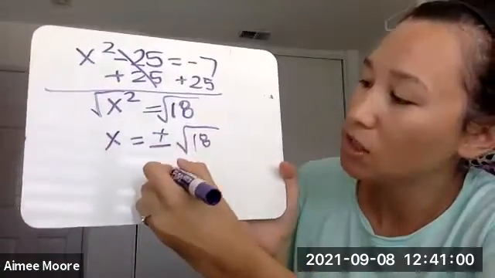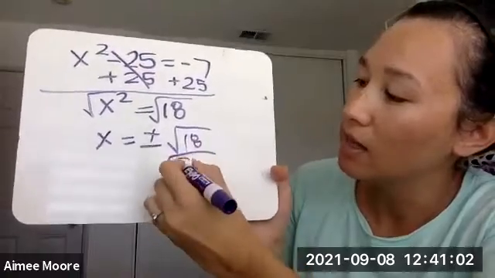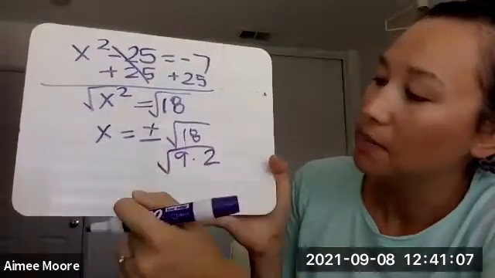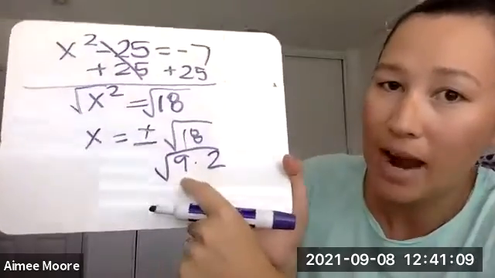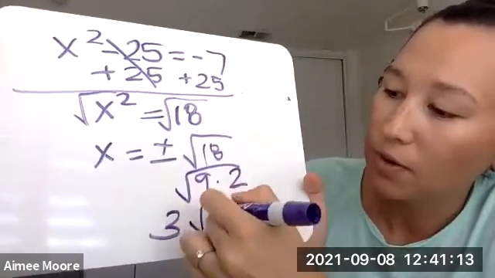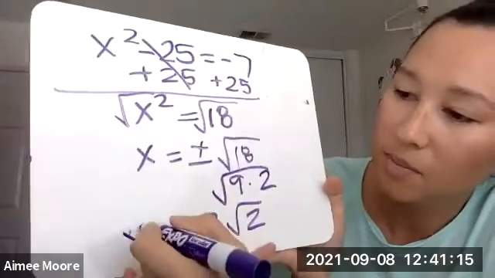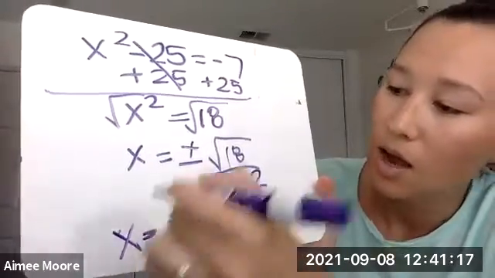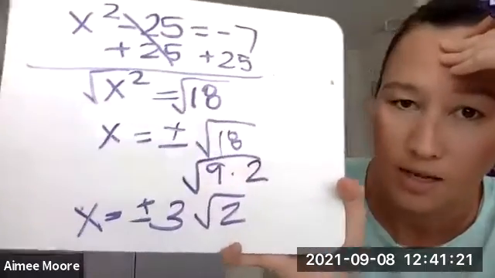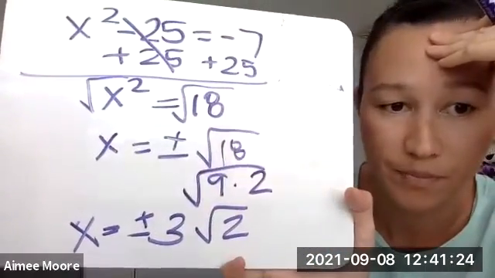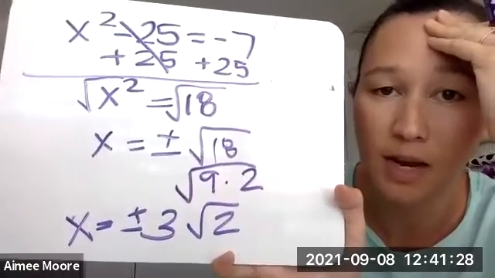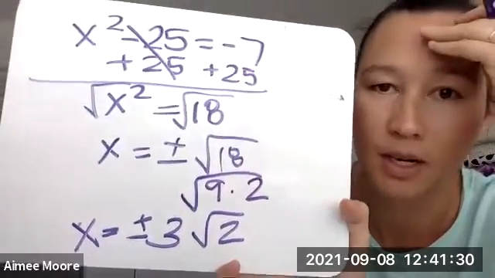Okay, so to simplify the square root of 18, we can just expand. So 9 times 2 is the same thing as 18. And we know the square root of 9 is 3. And then we can't take the square root of 2. So our answer is going to be x equals positive 3 times the square root of 2 and negative 3 times the square root of 2. So x equals plus or minus 3 radical 2.